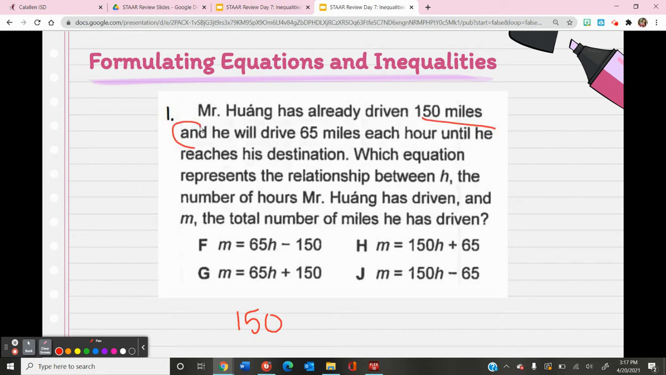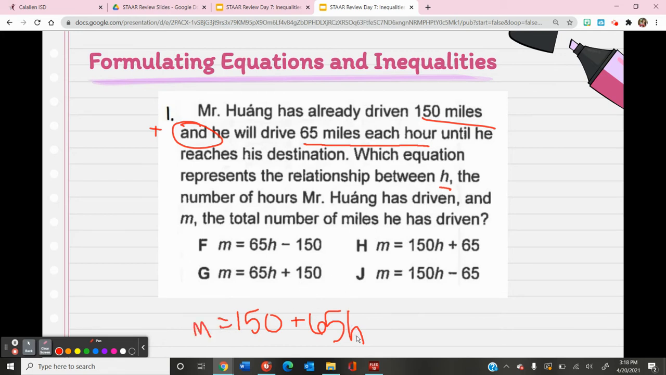And this word "and" means you're adding. He will drive 65 miles each hour. That word "each" indicates that that 65 is going to get an X. In this case, H stands for the number of hours, so this is going to be plus 65H. And this equals the total number of miles he has driven, which is M.